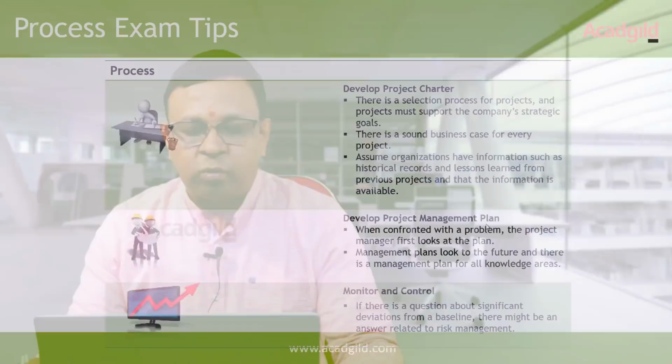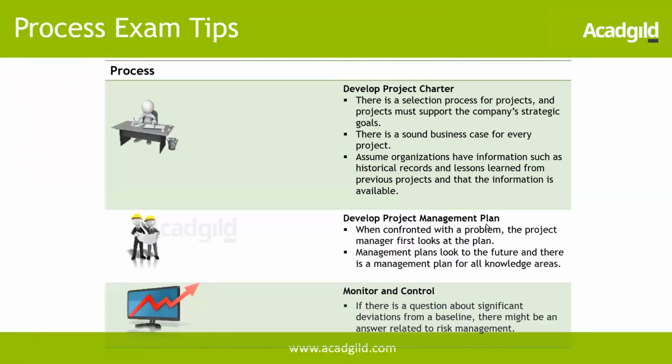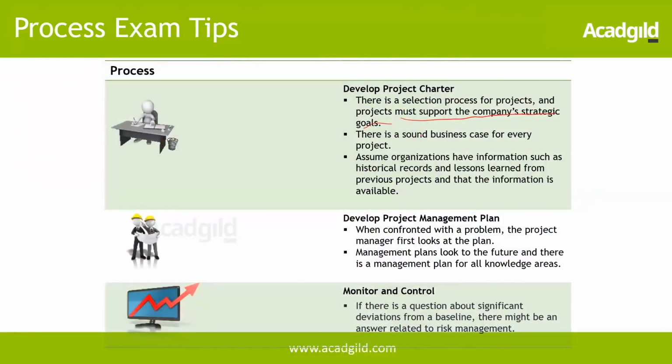That's a key thing that we need to note here. So let's look at some of the key processes. One is develop project charter, just a recap here. Selection process for projects, and projects must support the company's strategic goals. These are the key things that we need to look at from an exam point of view. When a situation is given, these are the things that we need to take into consideration. We need to always think that there is a sound business case for every project, and assume organizations have information such as historical records and lessons learned from previous projects, and that this information is available.